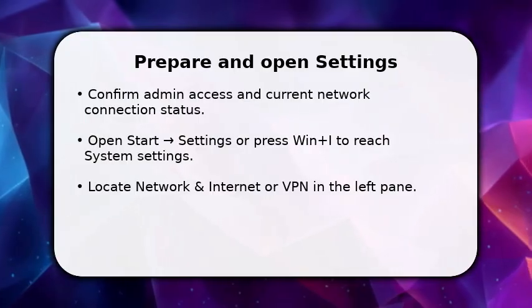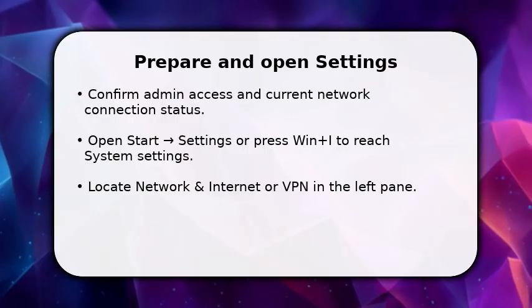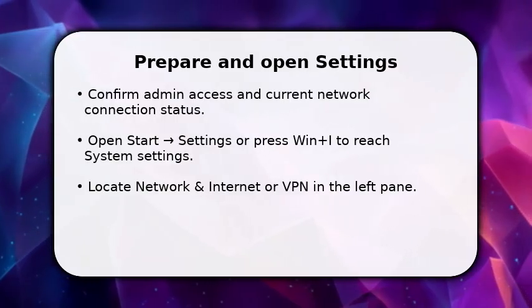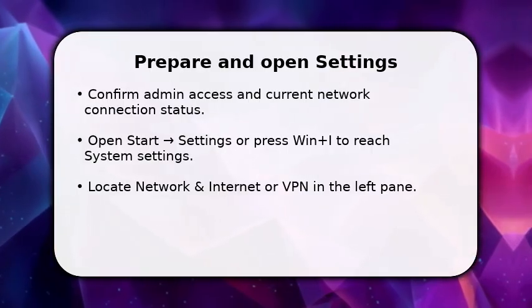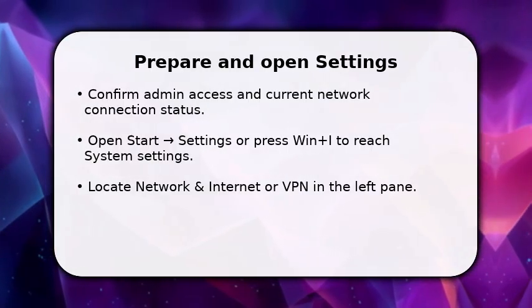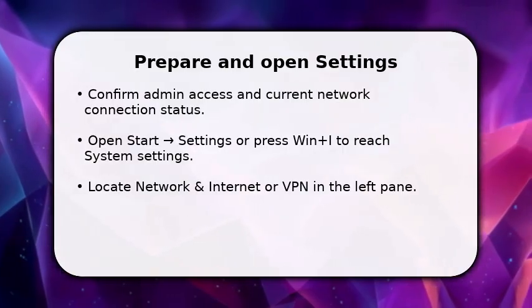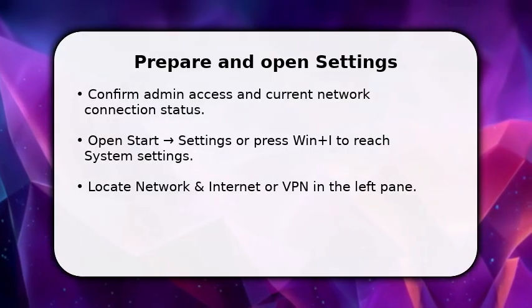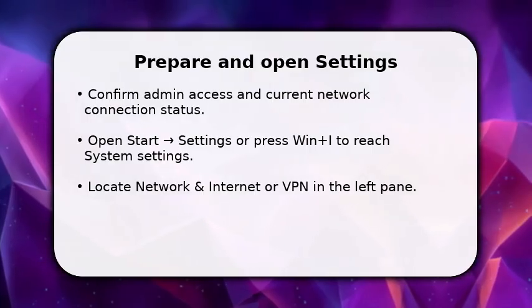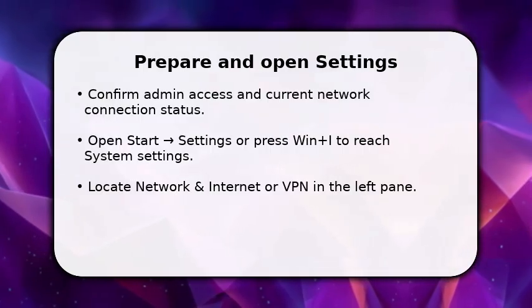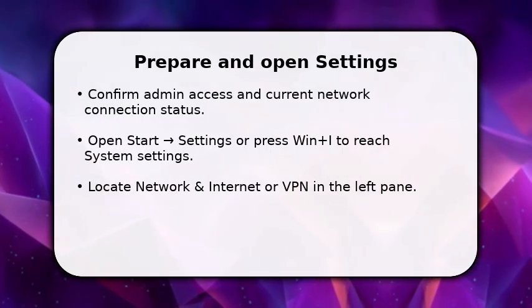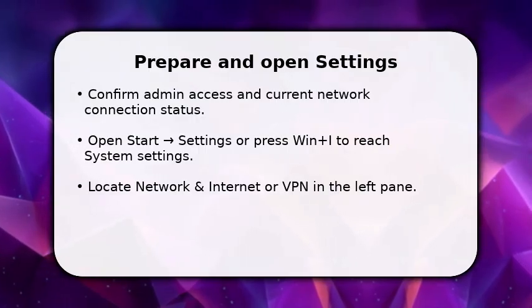You start by confirming you have admin access and an active network connection. This saves time when adding adapters. Once ready, press Win+I or click Start, Right Arrow, Settings to open System Preferences. From there, navigate directly to Network and Internet. Make sure you select the VPN subsection. You do this because Windows centralizes VPN controls there, and it lets you add or inspect providers.